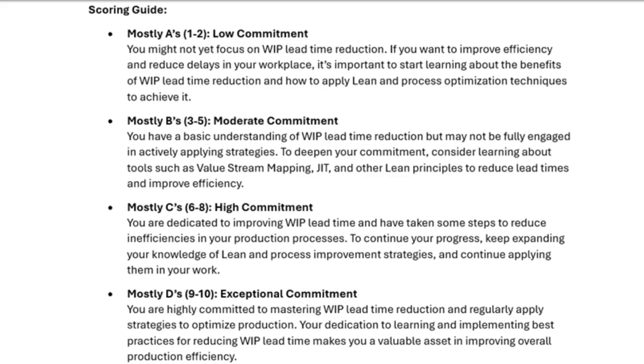Mostly C's, 6 to 8, high commitment. You are dedicated to improving WIP lead time and have taken some steps to reduce inefficiencies in your production processes. Mostly D's, 9 to 10, exceptional commitment. You are highly committed to mastering WIP lead time reduction and regularly apply strategies to optimize production. Your dedication to learning and implementing best practices for reducing WIP lead time makes you a valuable asset in improving overall production efficiency.